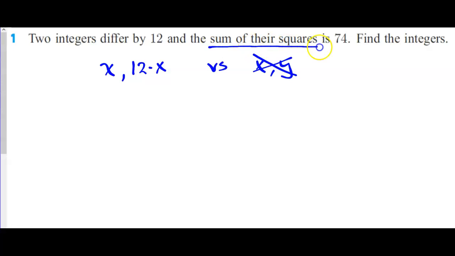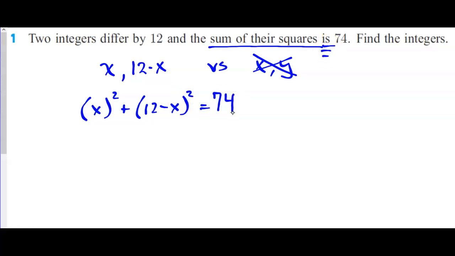The sum of the squares. Sum of the squares means you take one, add it, and we know there's always an equal sign. That is what we call a quadratic. You need to multiply and solve that bad boy.